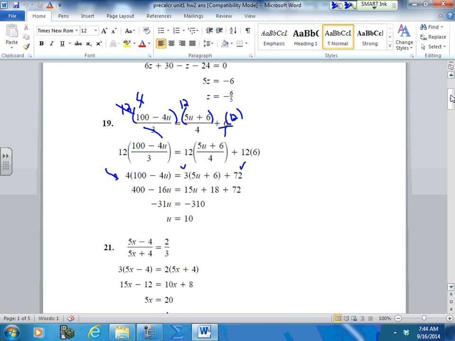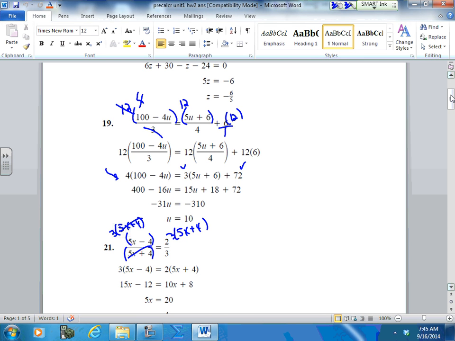Good? This next guy, you had a choice. You could cross multiply this. If you cross multiply, make sure you have parentheses here. And in this case, they cross multiply. If you find a common denominator, you can do it that way too. You can multiply 3 times 5x plus 4. 3 times 5x plus 4.